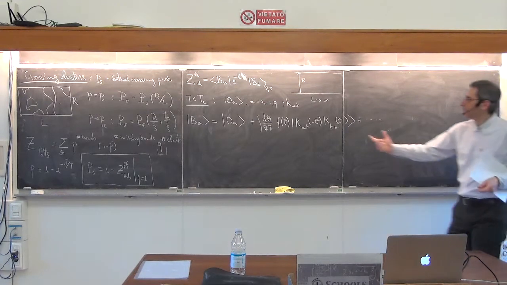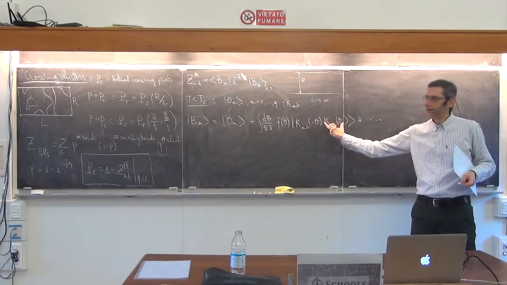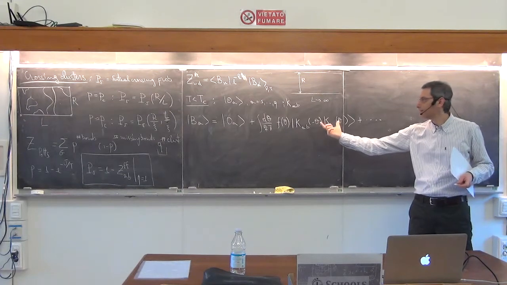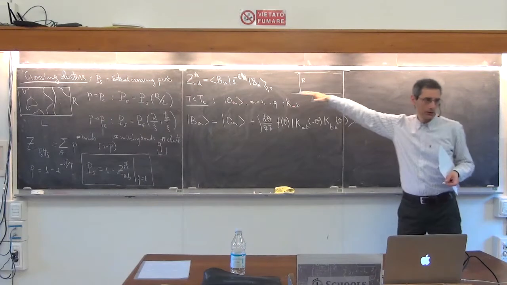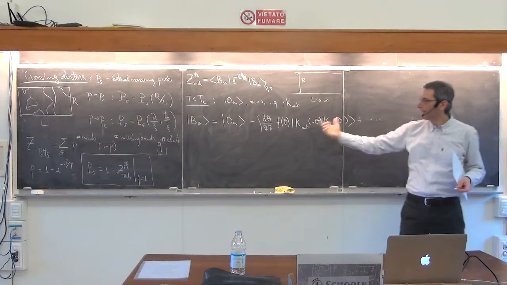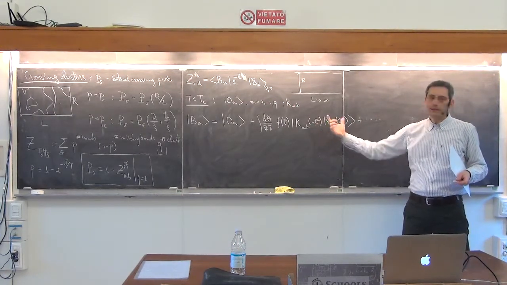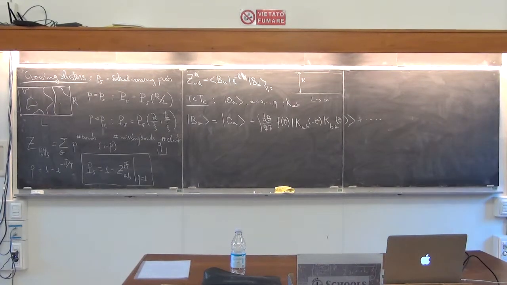Notice here I put theta and minus theta as the rapidity of this particle. This is just to implement the translation invariance of the boundary condition in the horizontal direction. I want states with zero total momentum for translation invariance in the horizontal direction.